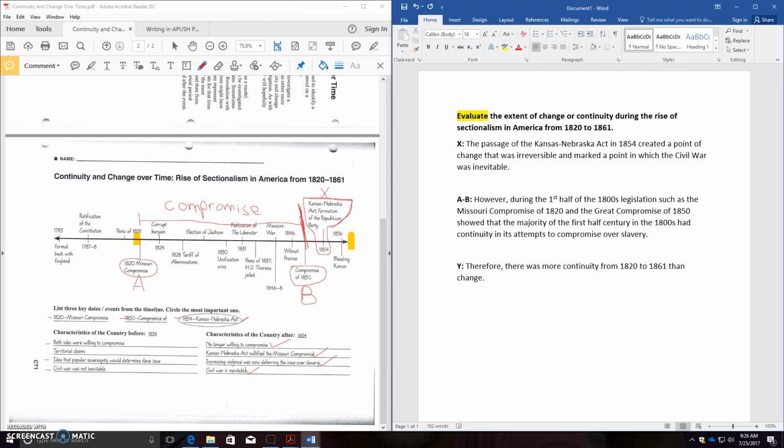The passage of the Kansas-Nebraska Act in 1854 created a point of change that was irreversible and marked a point in which the Civil War was inevitable. However, during the first half century of the 1800s, legislation such as the Missouri Compromise of 1820 and the Great Compromise of 1850 showed that a majority of the first half century in the 1800s had continuity in its attempts to compromise over slavery. Therefore, there was more continuity from 1820 to 1861 than change.